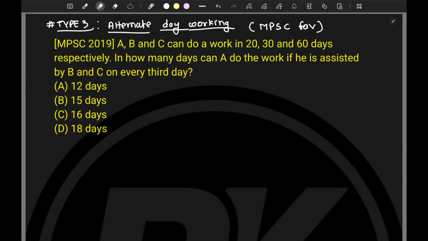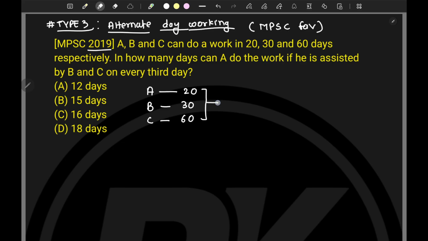Let's start with the third type of problem, which is alternate day working, which is MPSC's favorite type. So this question was asked in MPSC 2019. Let's follow a similar approach. A does the work in 20 days, B in 30 days, and C in 60 days. That is what is given.